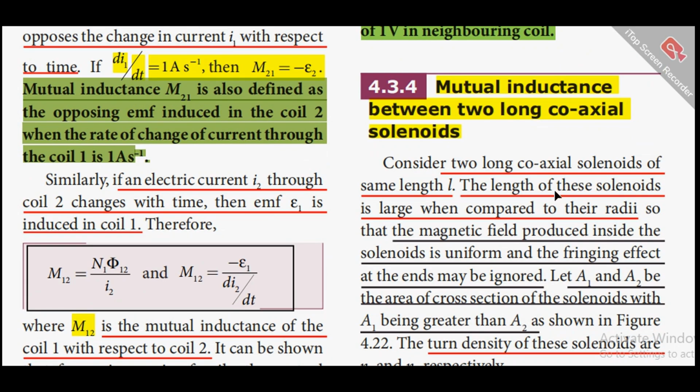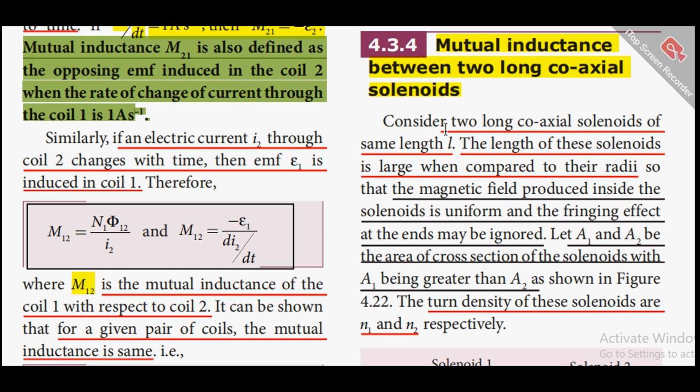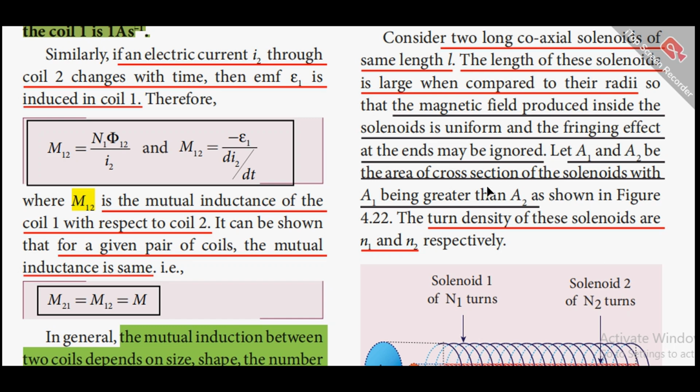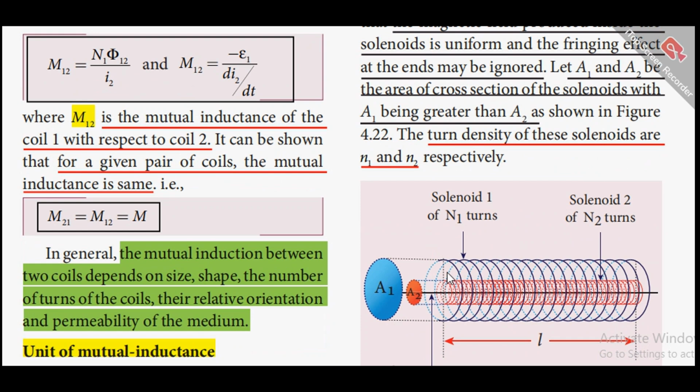Next, we are going to study the mutual inductance between two long coaxial solenoids. For this, let us consider two long coaxial solenoids of same length L. The length of these solenoids is large when compared to their radii, so that the magnetic field produced inside the solenoids is uniform and the fringing effect at the ends may be ignored. Let A1 and A2 be the area of cross section of the solenoids, with A1 being greater than A2, as shown in this diagram. So there are two coils of area of cross section A1 and A2. For the first coil, the area of cross section is greater, and the second coil has a lesser area of cross section.